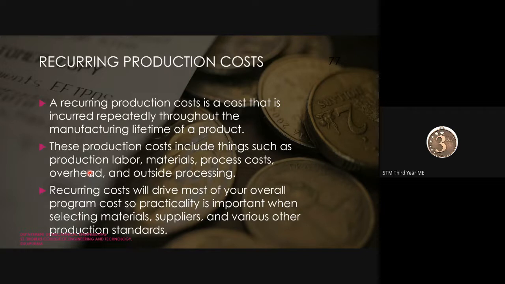So these types of cost are all recurring costs. You can't avoid them, they will always be repeated. If you are starting the development of a new product, once you have set all the costs that are incurred, after that they are repeated. Such costs are called recurring production cost.